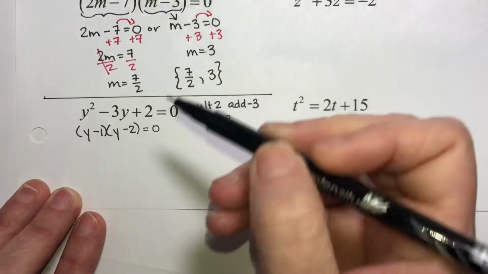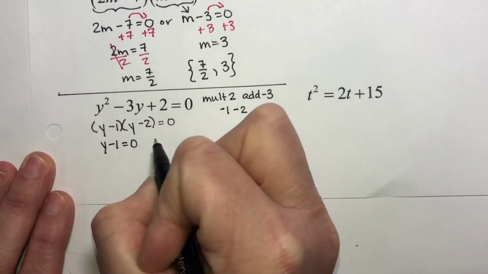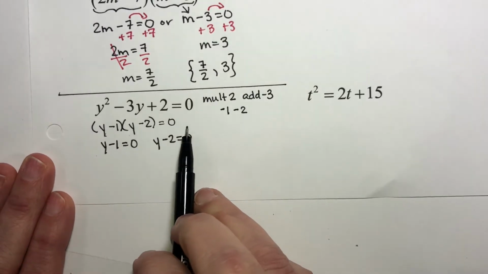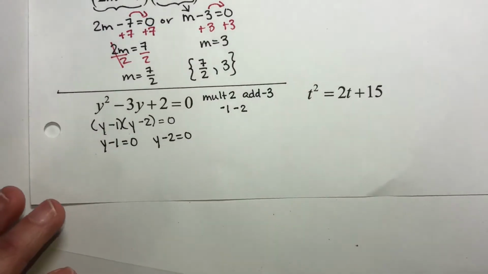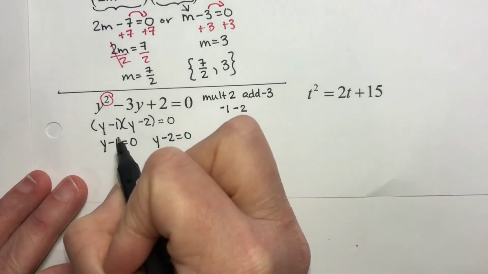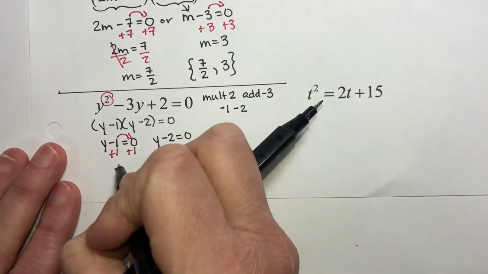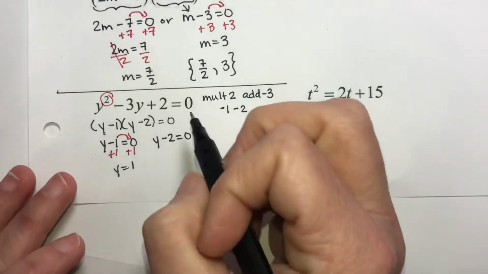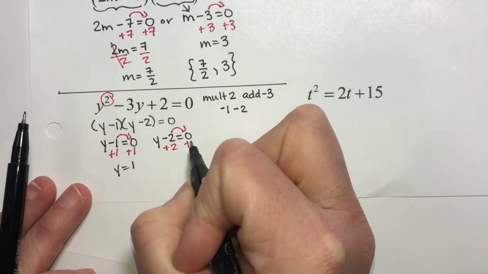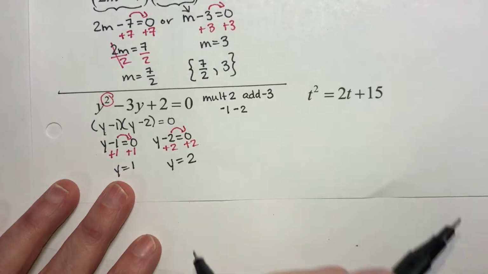And now we're at the same step we were here. Take each of these and set it equal to 0. Because if these are multiplied together and we get 0 as an answer, the only way that can happen is if at least one of them is 0. I expect to have 2 answers. I need to move this over here by adding 1 to both sides, which gives me y equal to 1. And then here, add 2 to both sides, and we get y equals 2.